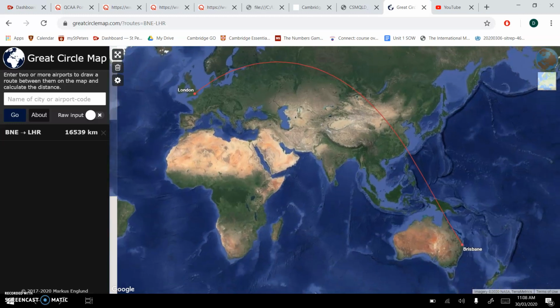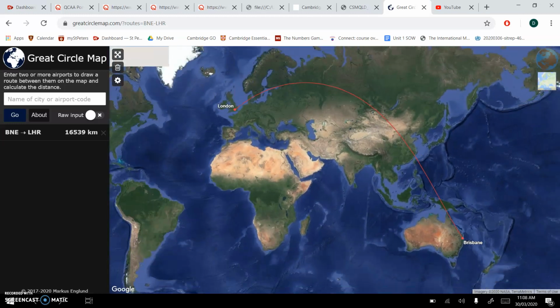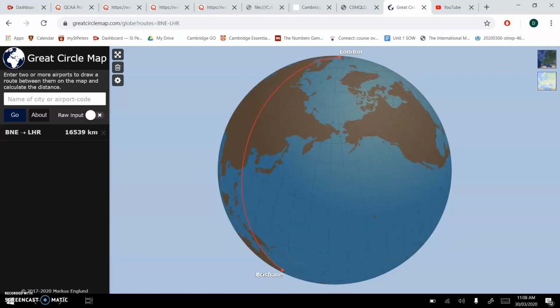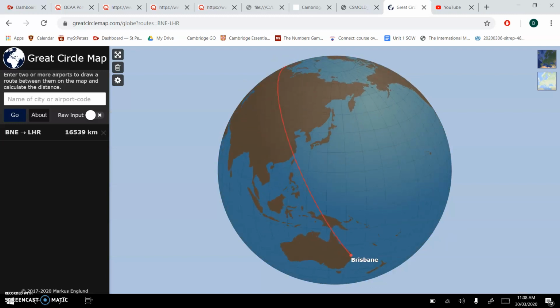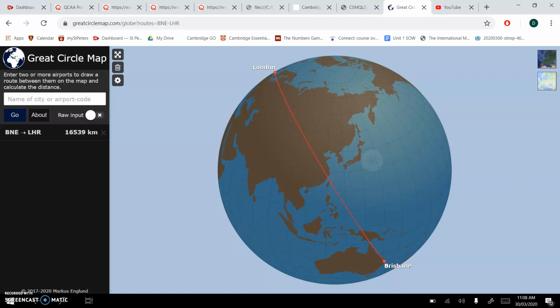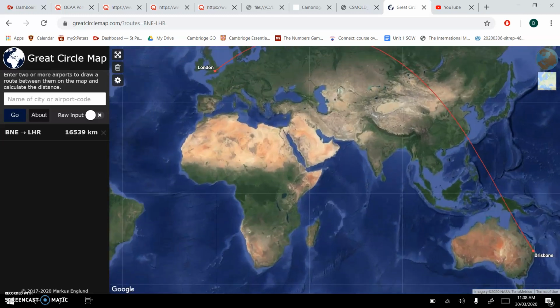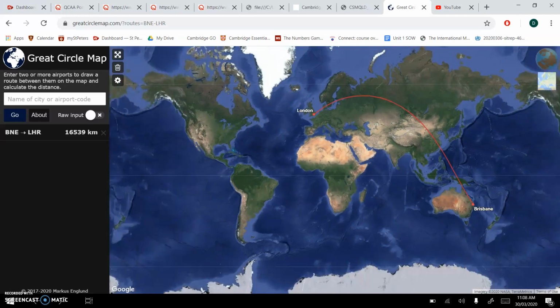So this here is showing the shortest possible flight path from Brisbane to London or vice versa. Now, on a 2D map of the world like this, it looks like a curved flight pattern. But if we look at the globe instead, and we rotate to the right angle, we can see that this is actually a straight line. Okay, it's a straight line on the 3D surface of the world, but on the 2D map, it looks like a curved line.